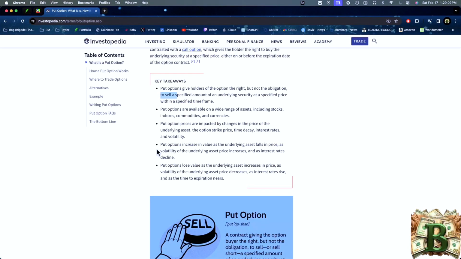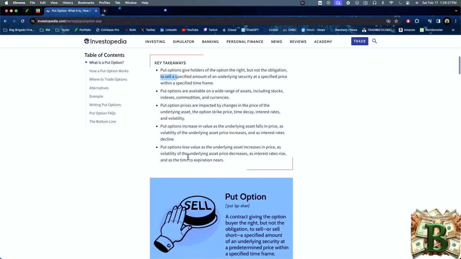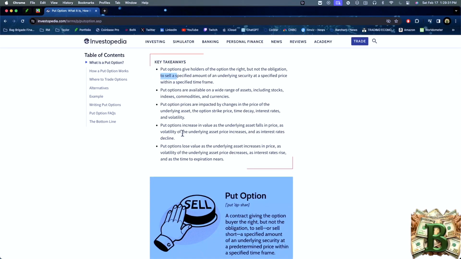Remember when I told you in the last episode about your intrinsic values and your extrinsic values on options. I'm going to go over that here in a second again, just one more time. Put options increase in value as the underlying asset falls in price, as volatility of the underlying asset price increases, and as interest rates decline. I don't know why they call it interest rates. It's so stupid. It's kind of like the implied volatility or whatever.